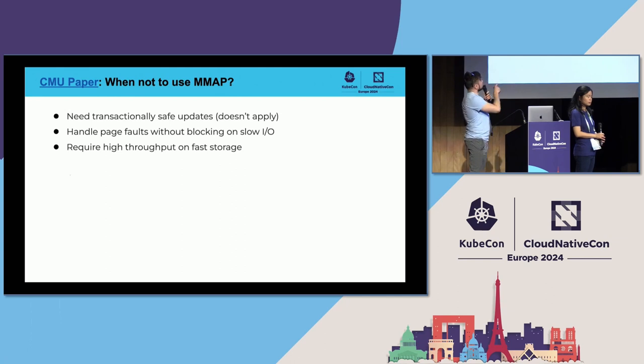They also did some testing on NVMes, and they claim that when you use mmap for databases, you might have issues with throughput, and this is related to some CPU caching. This will be interesting to replicate. Again, I haven't replicated this.